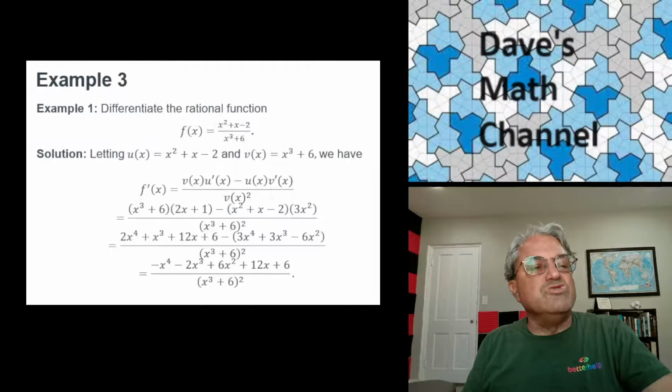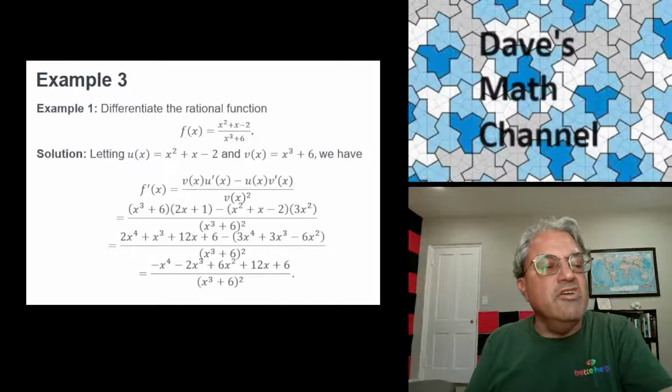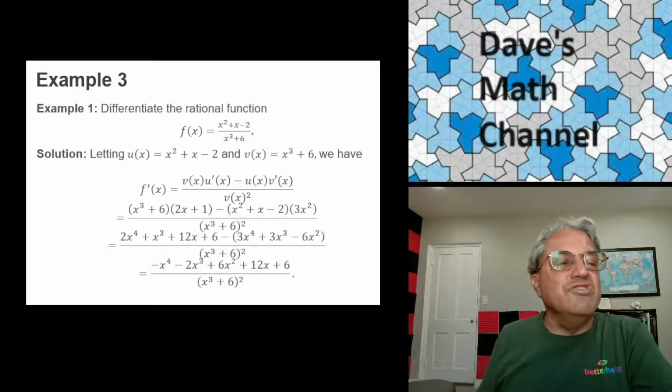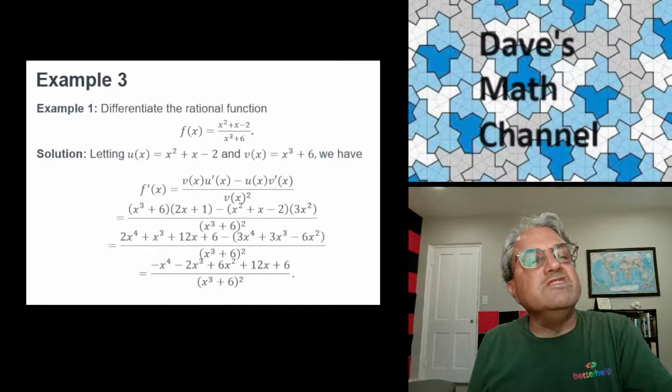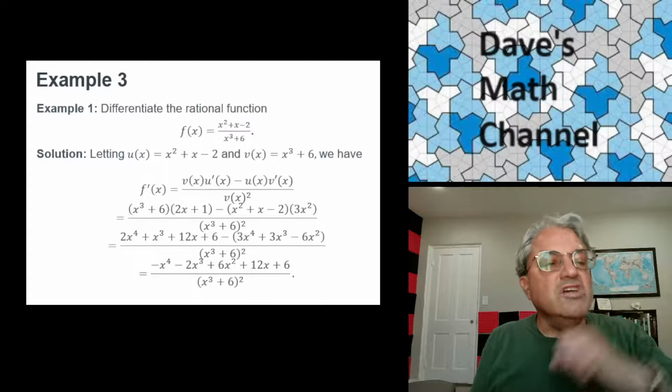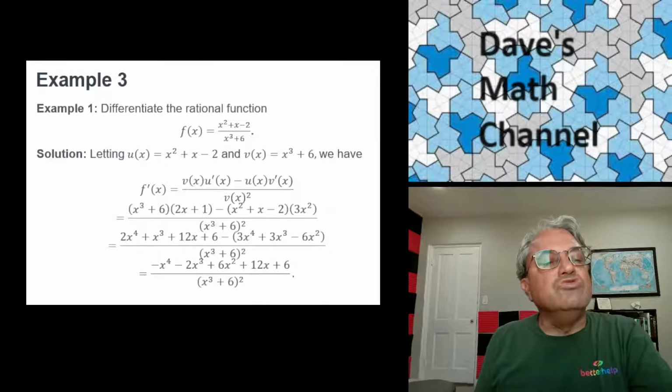And I think I'm going to finish with the example that I showed on the introductory slide. Actually, this one's a little bit easier than the last one. So now we have f of x equals x squared plus x minus 2 divided by x cubed plus 6. And let's calculate the derivative of that.